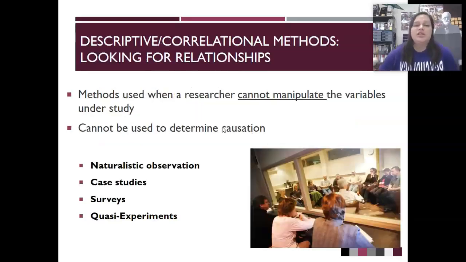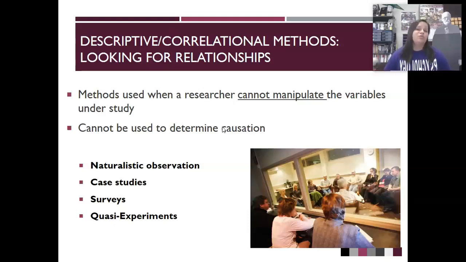All right, so getting into the actual types of research. Again, these are descriptive or correlational methods that we're looking at today, and they're really just looking for relationships. The key thing here is that with all of these methods, the researcher cannot manipulate the variables. They can't control what is happening in the study. They can only observe the results. So we cannot determine causation here.